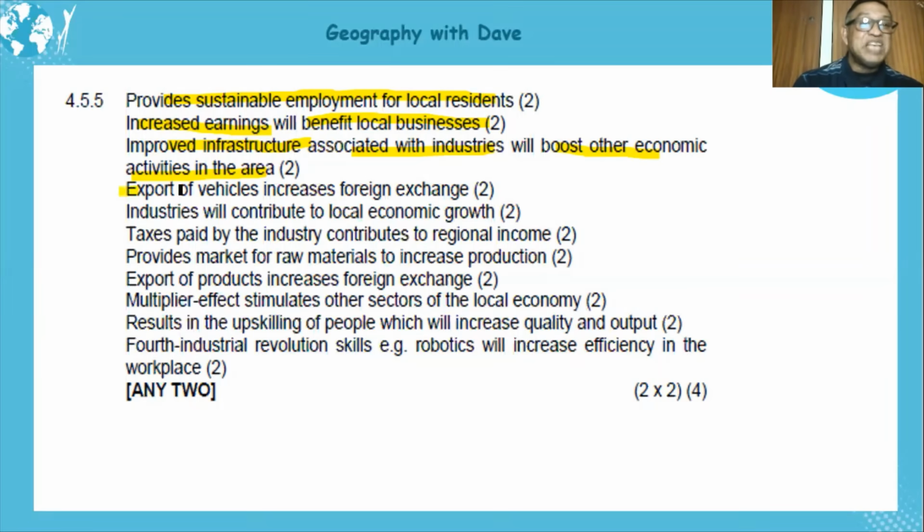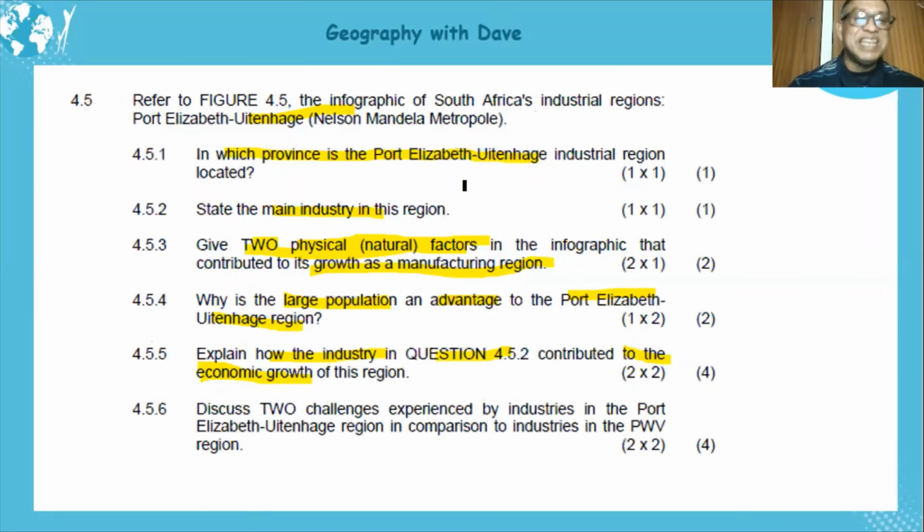Look at this one. Export of vehicles will increase foreign exchange. Is it related to the industries? Is it related to economic development? Yes, because our question states clearly the industries in the region, which is your automotive industry. You understand, it's automotive. What will it do? If you're selling those cars, wouldn't it bring in foreign exchange? That's how we look at it.